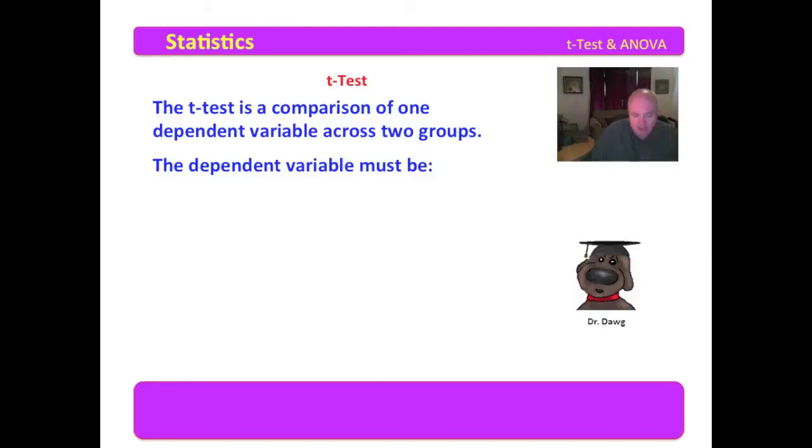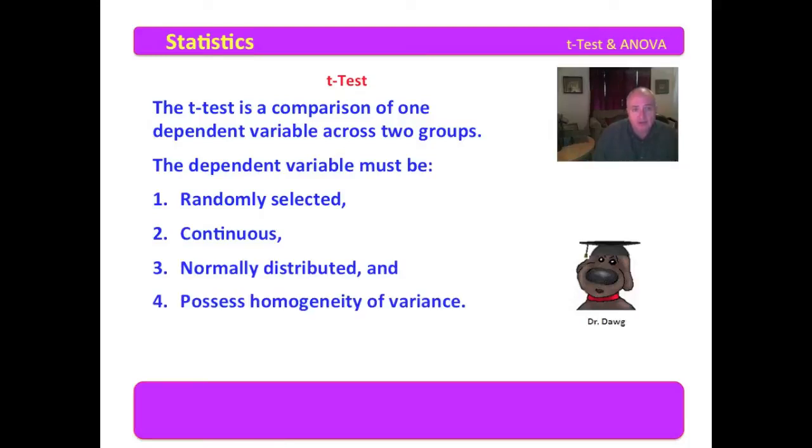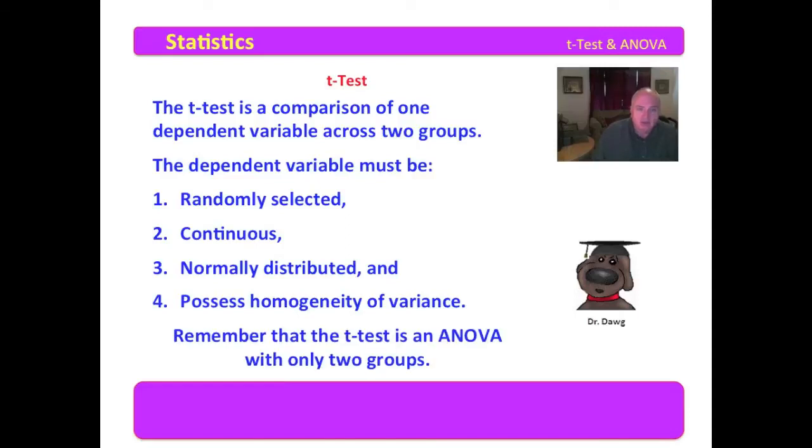The dependent variable must be randomly selected, continuous, normally distributed, and possess homogeneity of variance between the two groups. Again, homogeneity of variance means that the variances are the same for the two dependent variable samples taken from the two different groups. Remember, the t-test is an ANOVA with only two groups.